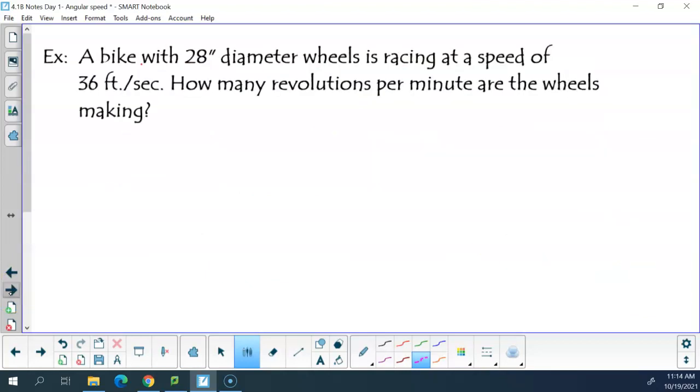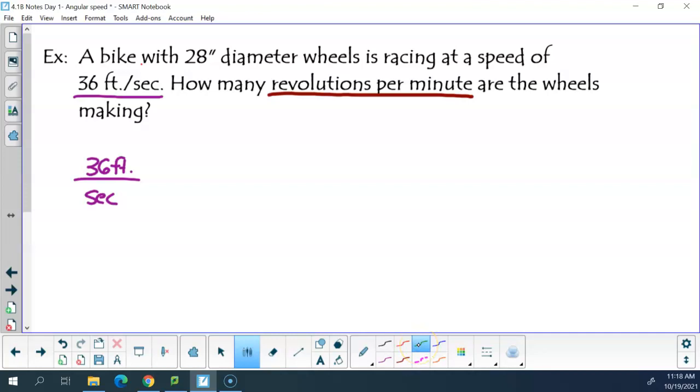Right. You try this one now. A bike with 28-inch diameter wheels is racing at a speed of 36 feet per second. How many revolutions per minute are the wheels making? Now I found it. Okay. So our start is 36 feet per second. I want to be at, and this is a nice thing too, you know you're done when you're at revolutions per minute. Until you're at revolutions per minute, you're not done. Okay? So that's linear speed.